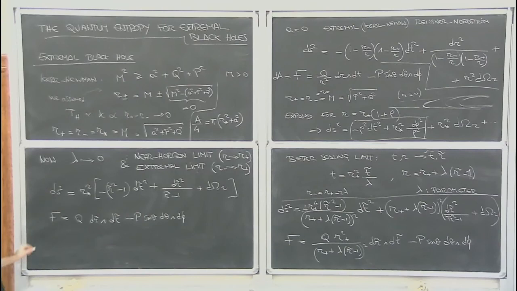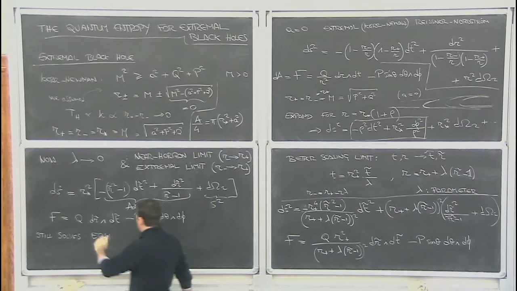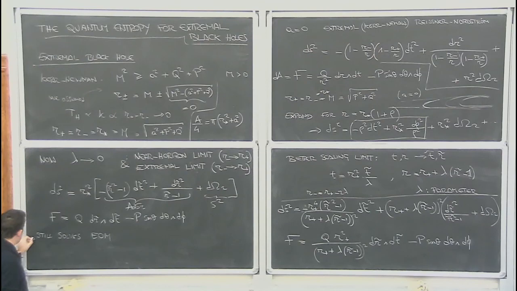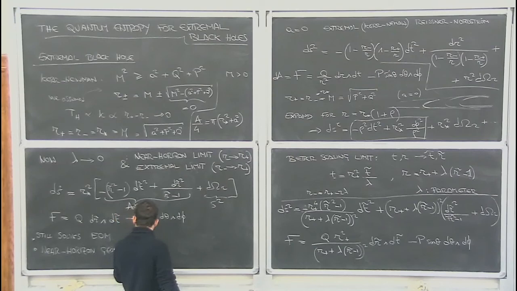So this still solves the equations of motion, Einstein and Maxwell equations. And it displays the ADS2 factor. Here, this is the ADS2 matrix. This is S2. R star is in front, an overall radius. So the two in this case have the same radius. So this near horizon geometry is ADS2.